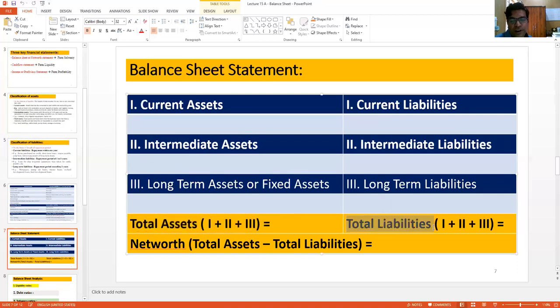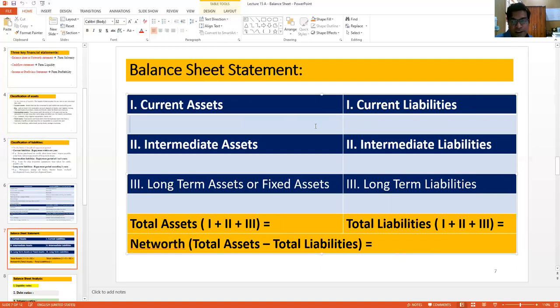Similarly, the total value of all the liabilities. Then what you have to find is net worth, also called owner's claim or owner's equity, which is nothing but total assets minus total liabilities. That's it. So this is the end of the balance sheet.